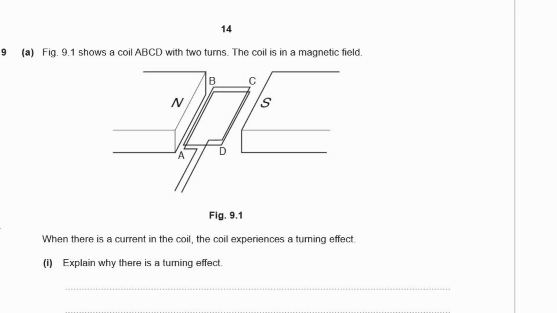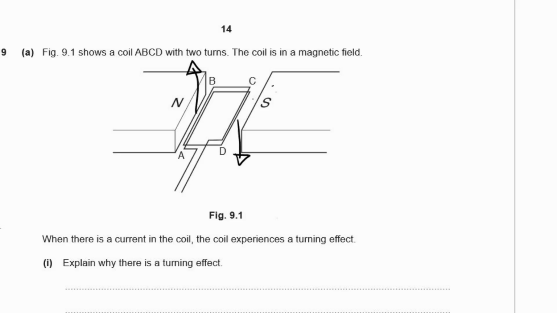Question number 9. Figure 9.1 shows a coil ABCD with 2 turns. The coil is in a magnetic field. When there is a current in the coil it experiences a turning effect. Explain why there is a turning effect. Well, it's pretty straightforward actually. What's going to happen is one side of our coil would experience a force up, and the other side would experience a force down. So the forces are in opposite directions. It creates a turning effect.